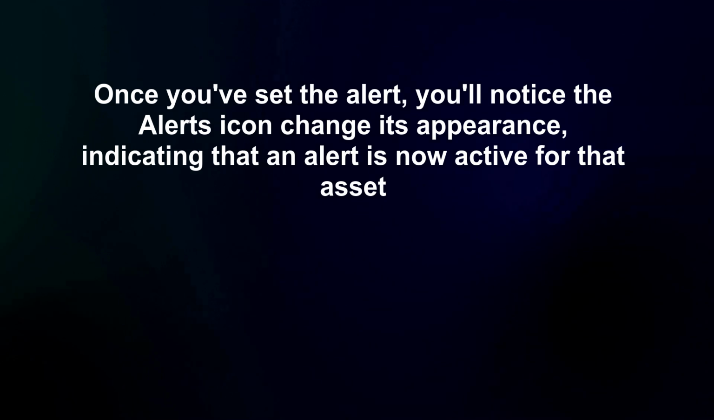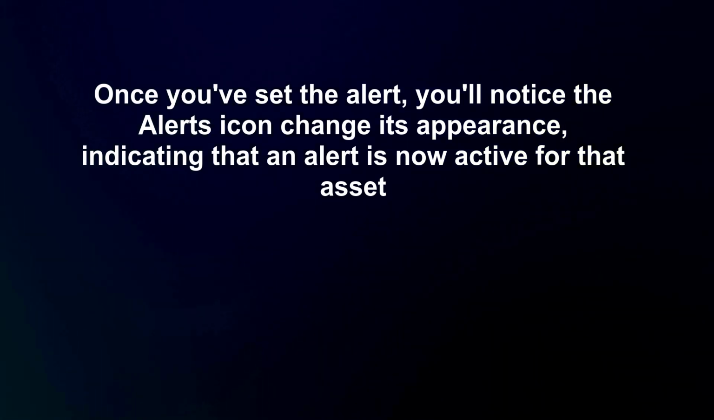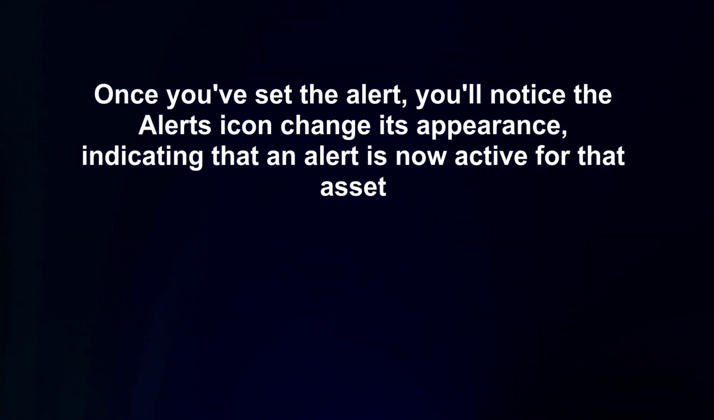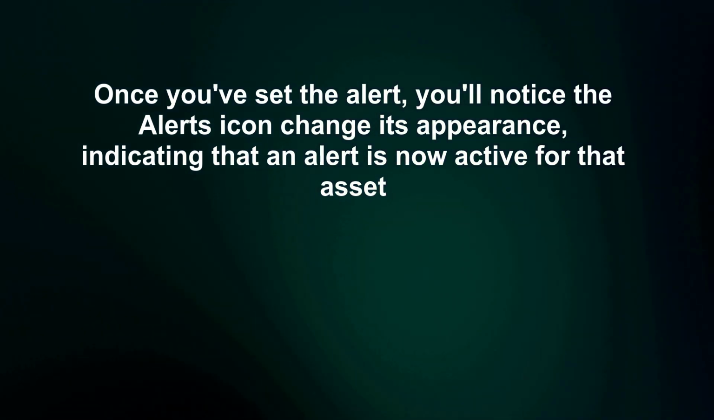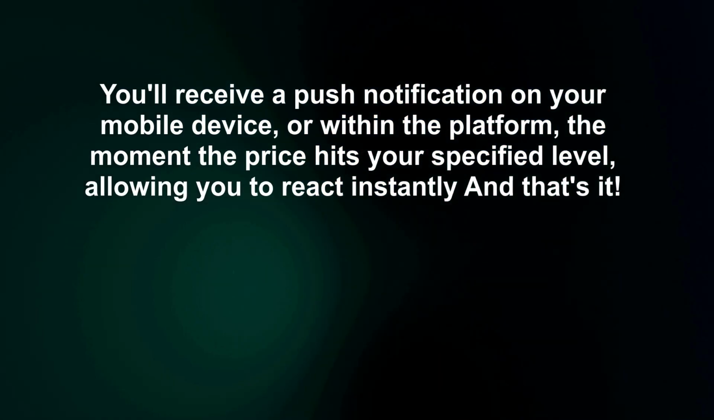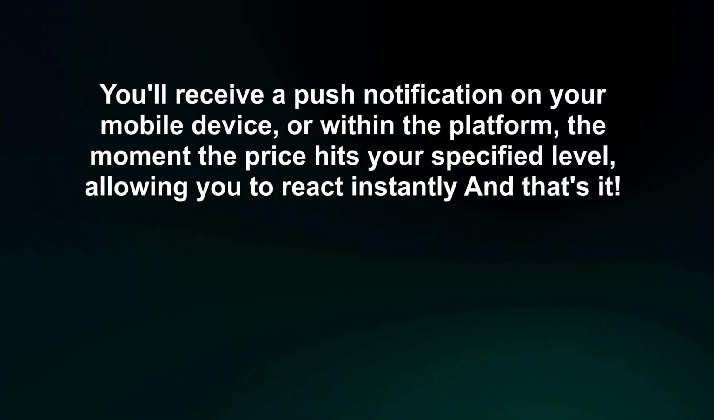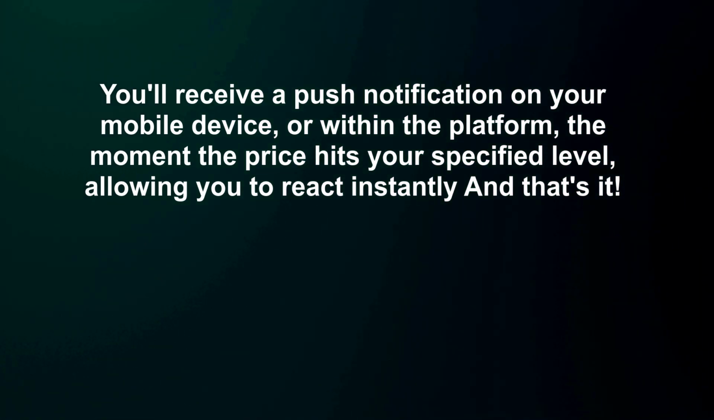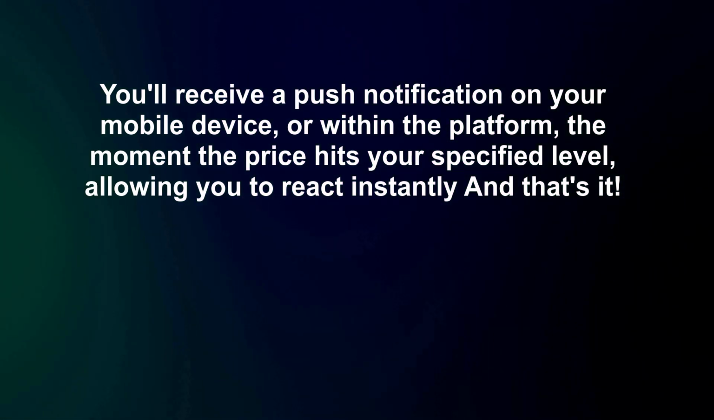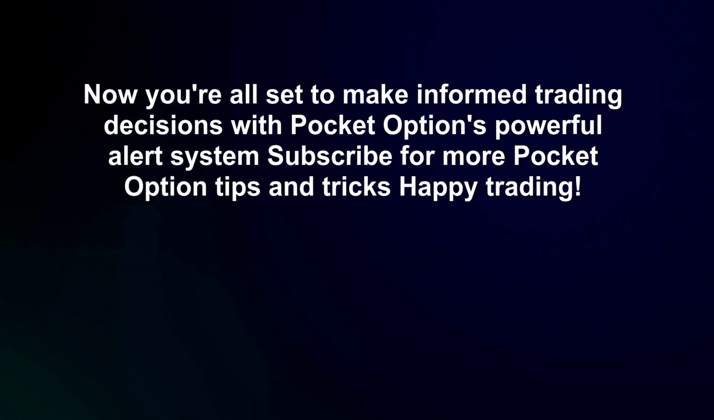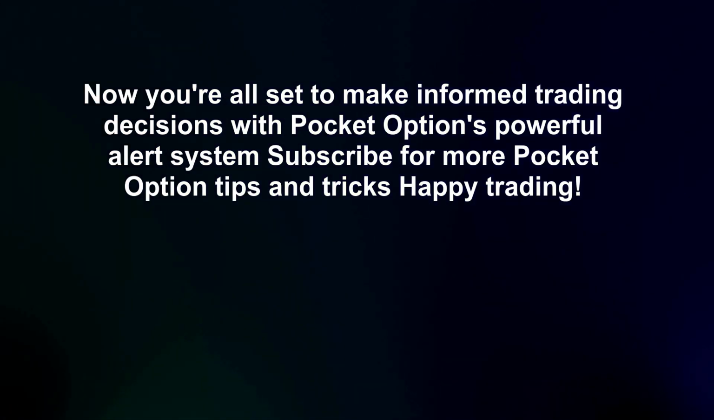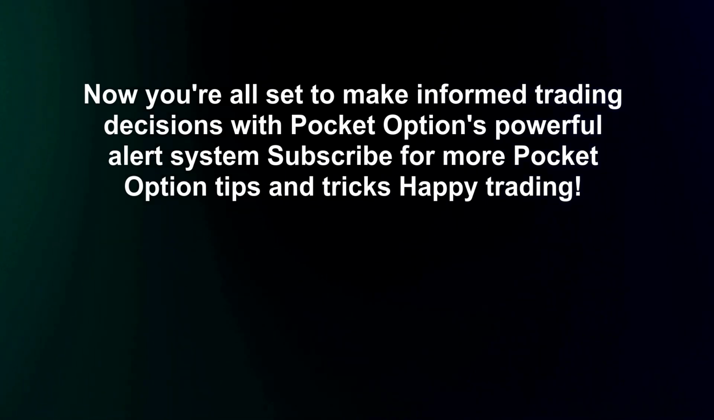Once you've set the alert, you'll notice the alerts icon change its appearance, indicating that an alert is now active for that asset. You'll receive a push notification on your mobile device or within the platform the moment the price hits your specified level, allowing you to react instantly, and that's it. Now you're all set to make informed trading decisions with Pocket Option's powerful alert system.